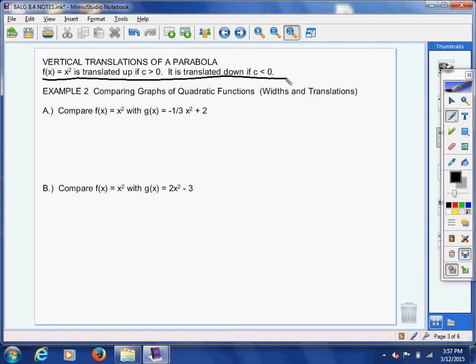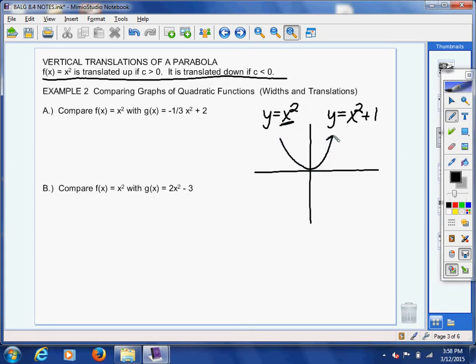Let's say that we are graphing y equals x squared, and then we're going to compare that to y equals x squared plus 1. Okay? Now I'm going to change colors, but I want you to see what happens. This is the parent function that goes through the origin. I think you remember that. I hope you remember that.